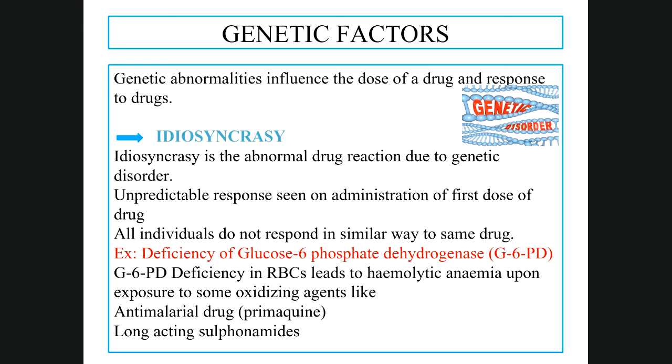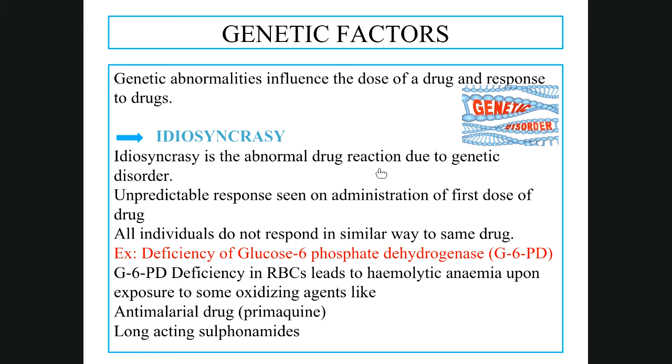Next, coming to genetic factors. Genetic factors we have also just now seen in the previous lecture. Idiosyncrasy. Genetic abnormalities also influence the dose of a drug and the response to a drug. So idiosyncrasy means abnormal drug reaction due to genetic disorder. It will be very unpredictable and it might be seen on the administration of the first dose of the drug.